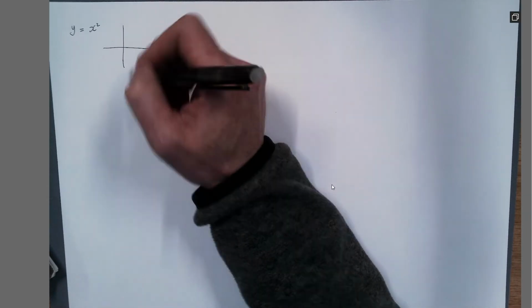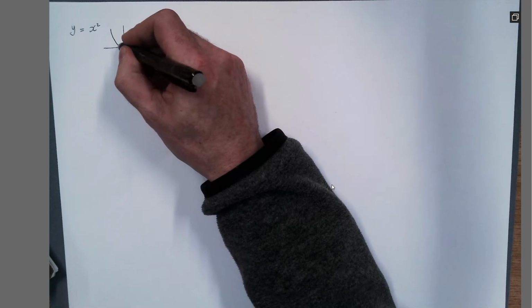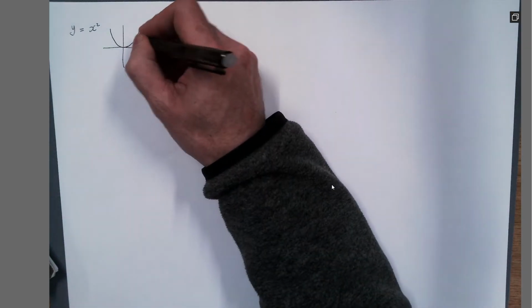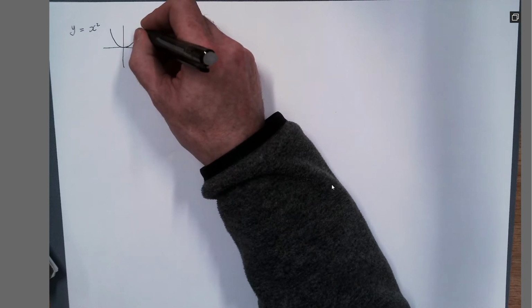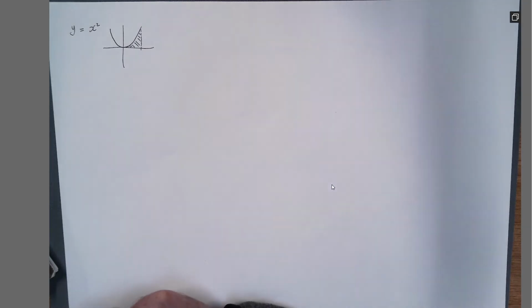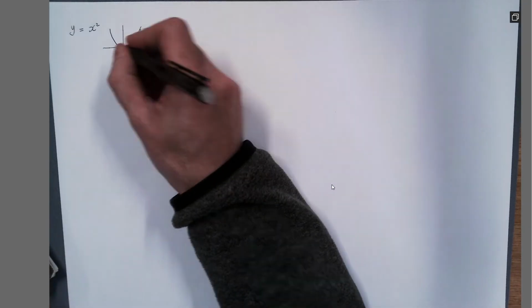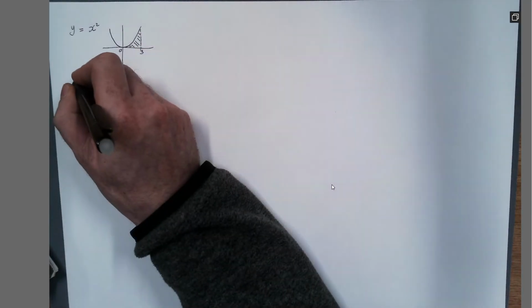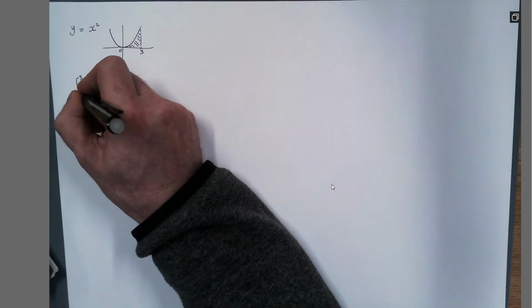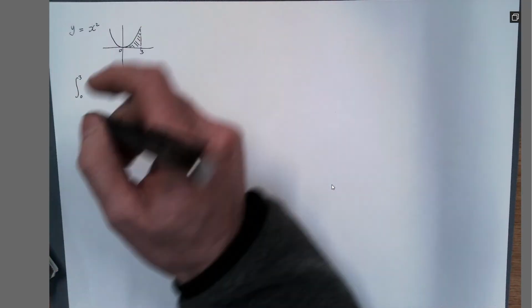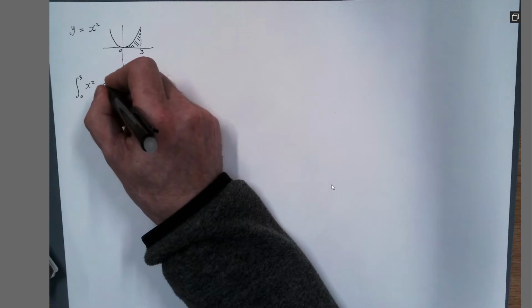So it's a U-shaped graph passing through 0, 0. Now we want to find the exact area under the graph between x equals 0 and x equals 3. So the area is the integral from 0 to 3 of x squared dx.